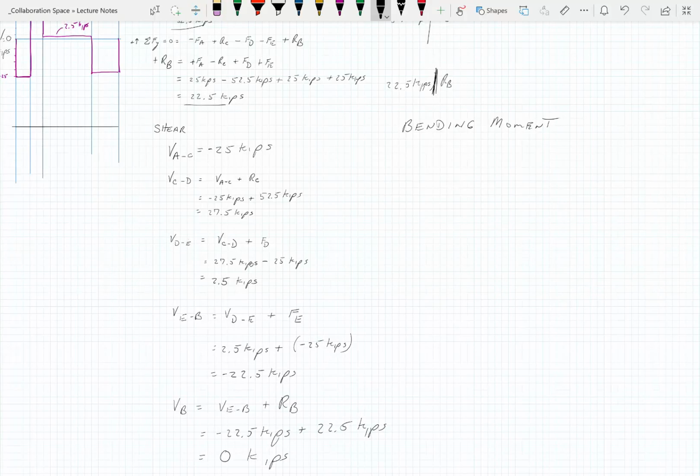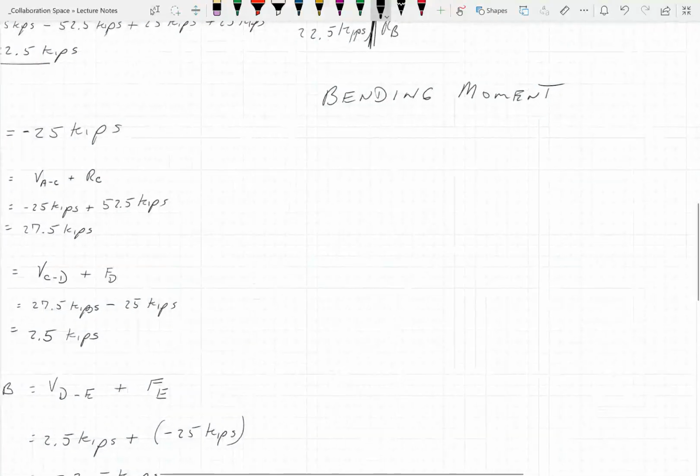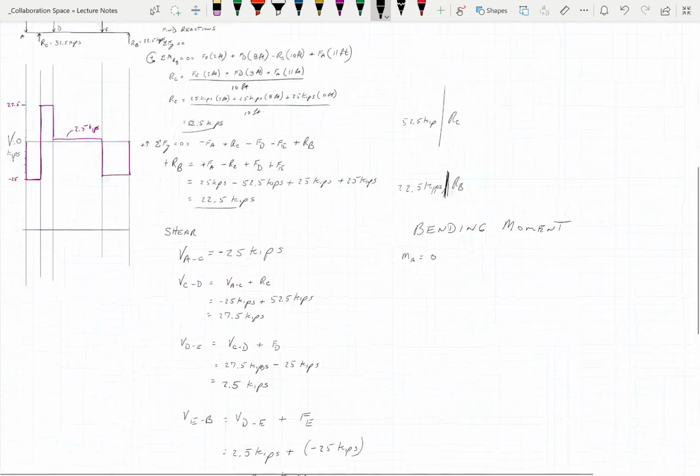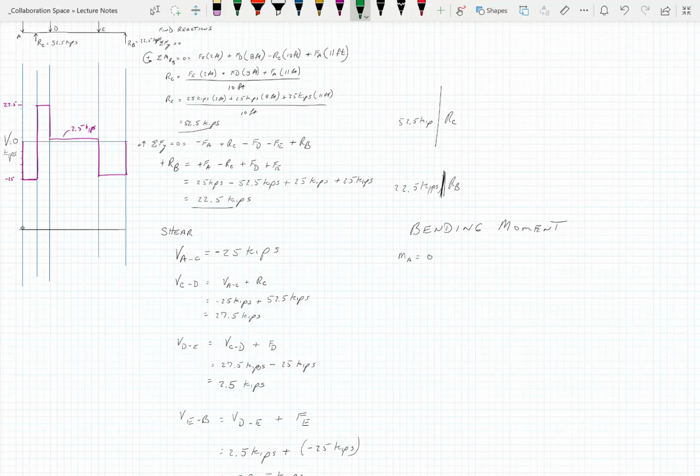All right, so now we need to figure out what the bending moment is. Okay, so ask the question. Moment at A, what is that? There's a force there. Is there any distance? No, so it's 0. Okay. So the cool part about that is when we come back over here, we start out at 0 for the moment. Okay.